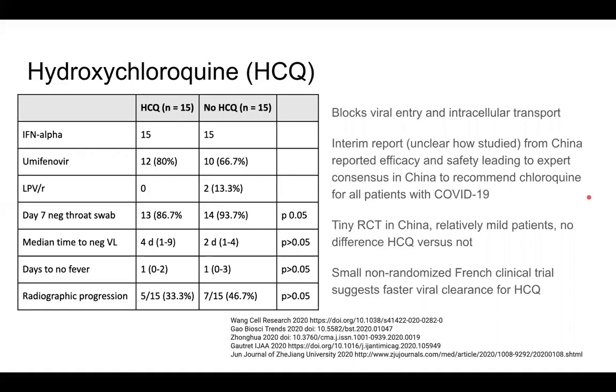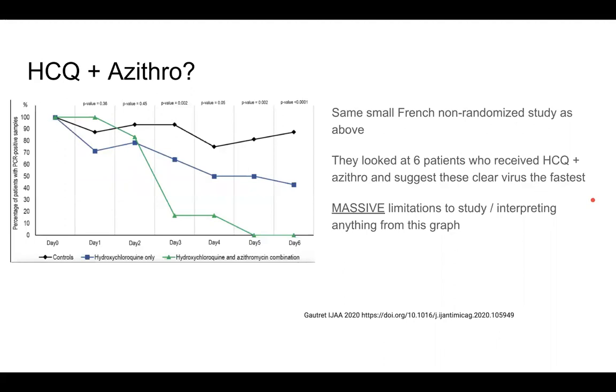Next slide, please. So this was what was being used regarding the possibility of synergy between hydroxychloroquine and azithromycin. This is from that same small French non-randomized study that I mentioned just a moment ago. They found that there were 6 patients in the hydroxychloroquine arm who also received azithromycin, and they suggested that these people cleared their virus the fastest. And then they went as far as saying that this suggests that there could be synergy between the two agents. I think what's clear is there are massive limitations to the study and to interpreting anything from this graph, but it certainly is an intriguing thought, and it is something that is going to be studied further. Next slide, please.